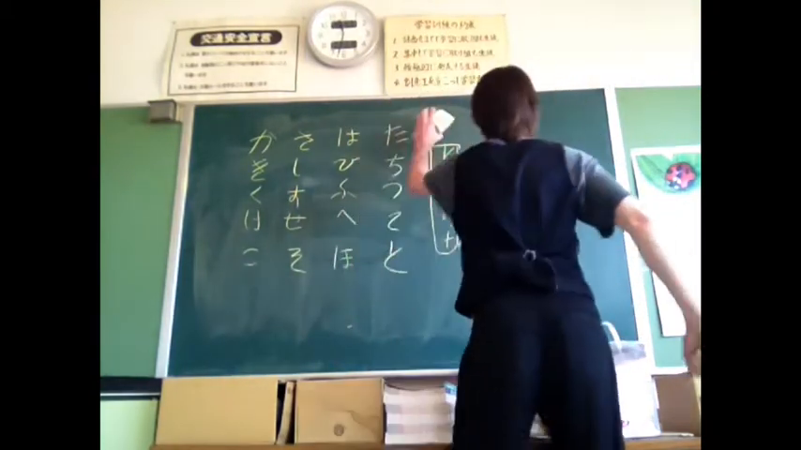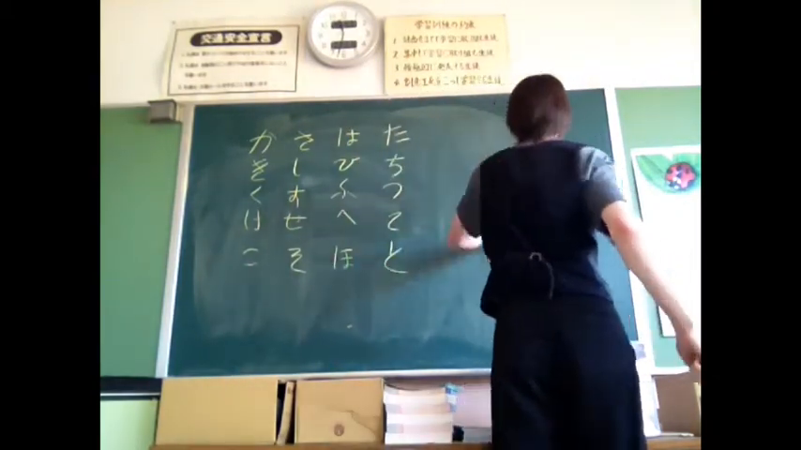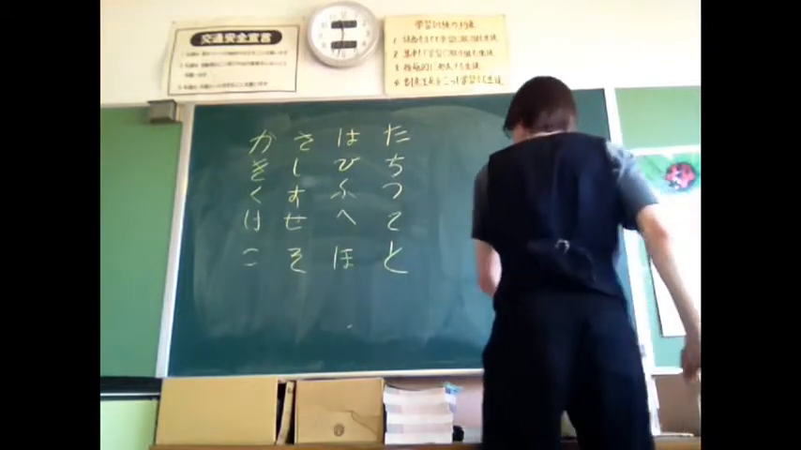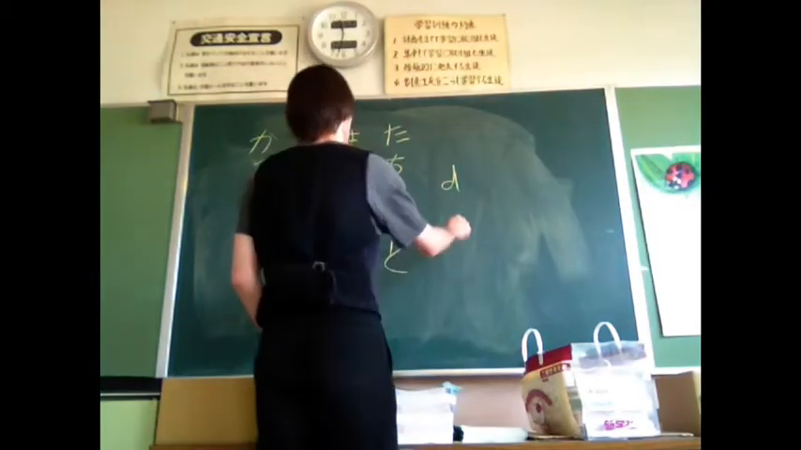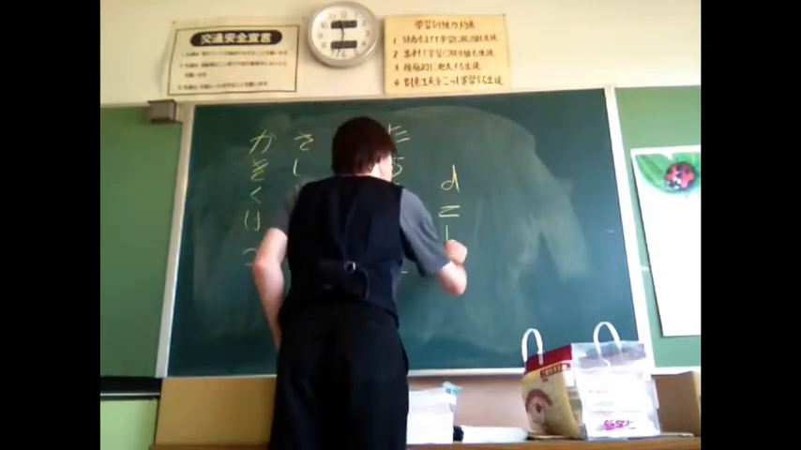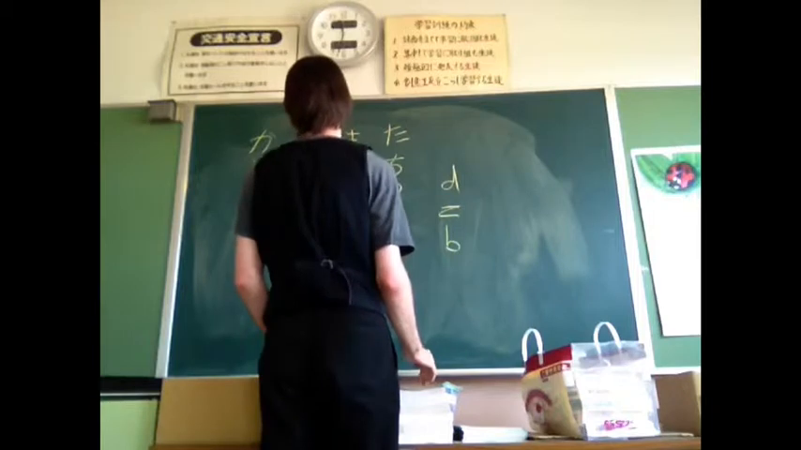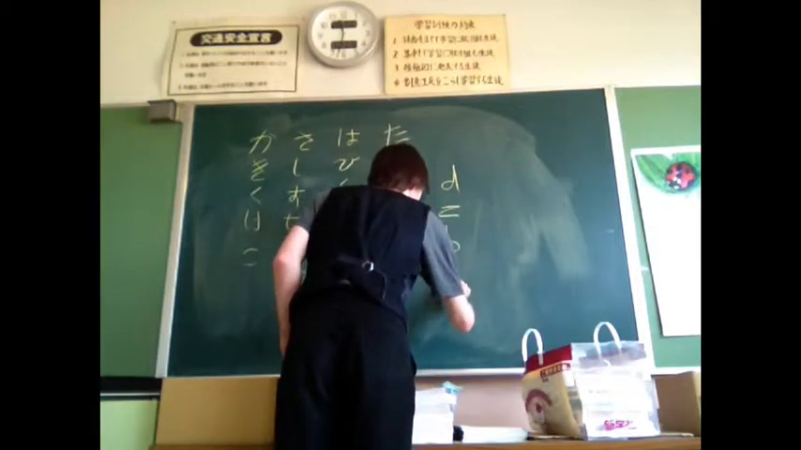So let's take a look at it, right? Astute observers will realize that we have no D sounds, no Z sounds, no B sounds, and no J sounds?